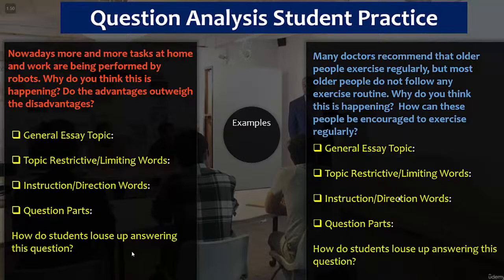Question 2. Many doctors recommend that older people exercise regularly, but most older people do not follow any exercise routine. Why do you think this is happening? How can these people be encouraged to exercise regularly? So, everyone, pause the lecture, take a minute to a minute 30 seconds, and do your full question analysis.